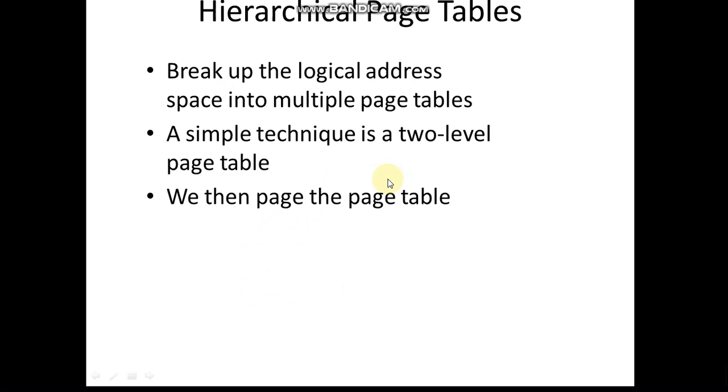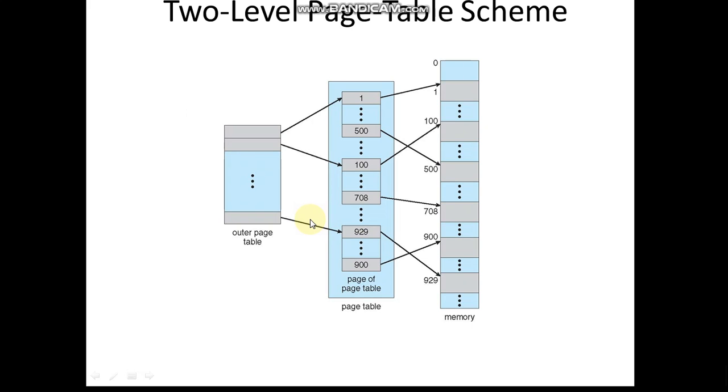So, hierarchical page table: here we are breaking up the logical address space into multiple page tables. A simple technique is the 2-level page table, where we are paging the page table itself. So here it is a 2-level page table. Entries 1 to 500 are stored in one table, then the remaining are stored here, and it is storing certain entries here, right? So this contains the address of, in turn, the page table.